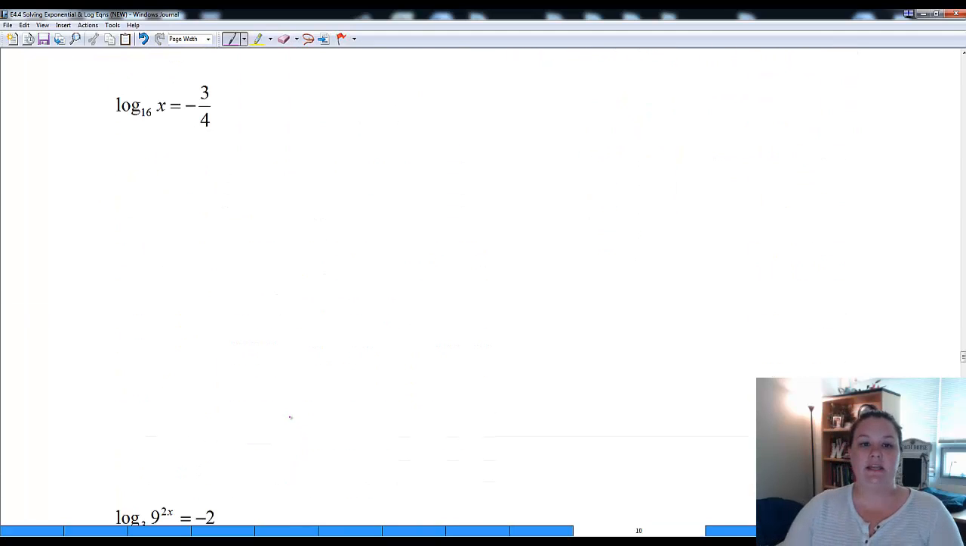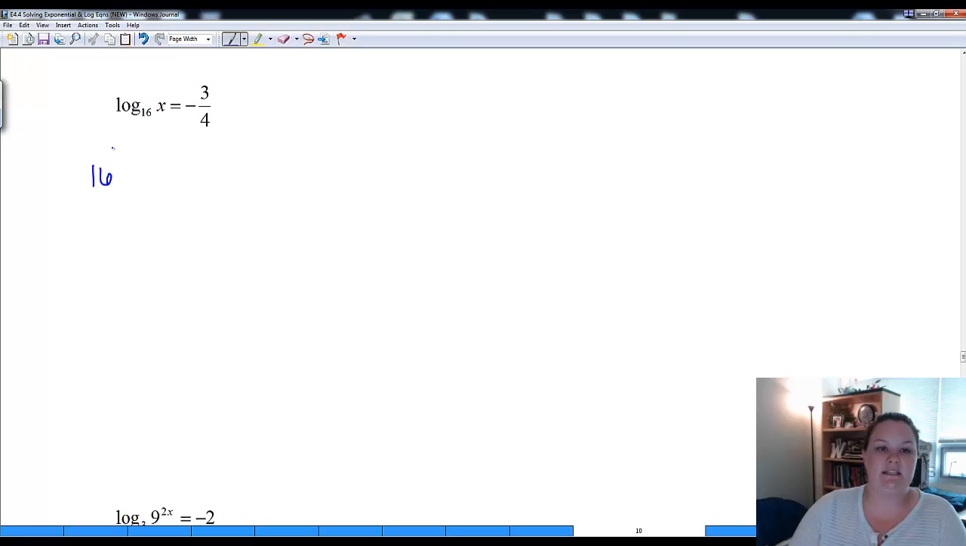All right. Looking at this one, it's good. We don't have anything out front that we have to get rid of, and we just have one log term. So I'm going to go ahead and figure out how to get rid of this log base 16. Because I don't have a log base 16 on the left side that I can just drop, I'm going to change forms using an exponential base 16.